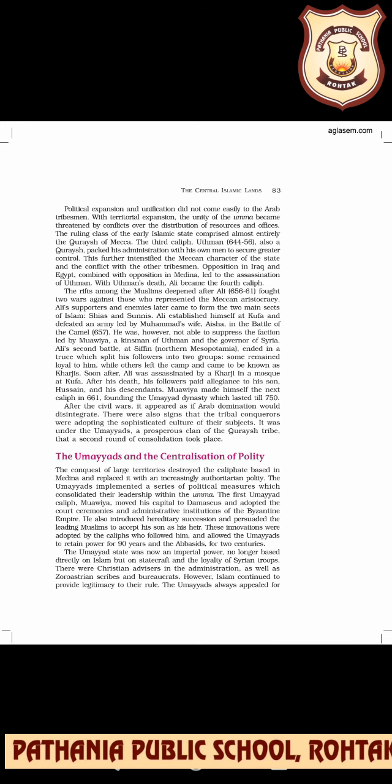And after the civil wars, it appeared as if Arab domination would disintegrate. There were also signs that the tribal conquerors were adopting the sophisticated culture of their subjects. And it was under the Umayyads, a prosperous clan of the Quraysh tribe, that a second round of consolidation took place. Now beta, this Umayyad dynasty, they formed the prosperous clan, and it is known as the second round of consolidation of these Islamic states.